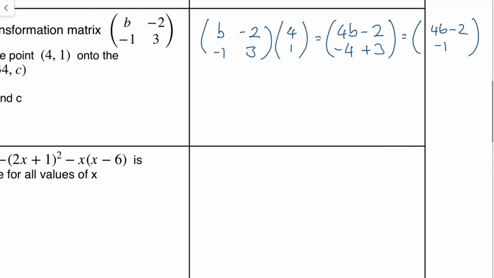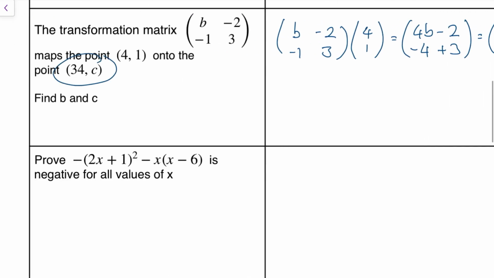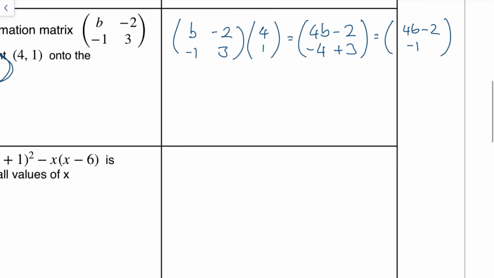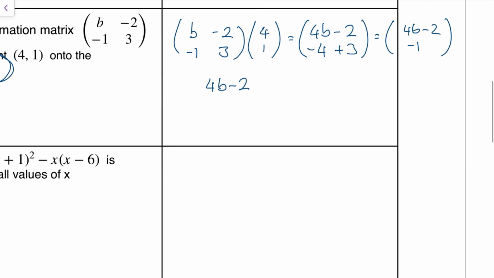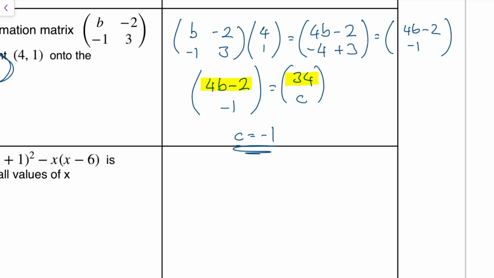Okay, now let's go back to what we've got. It tells me that that should also be equal to 34c. So therefore it must be the case that 4b minus 2 and c, minus 1 is equal to 34 and c. So by inspection, I can see that c is equal to minus 1, that's answer 1. And I can also see that this 4b minus 2 must be equal to 34, because they must be equivalent, because it maps it onto that point. If 4b minus 2 equals 34, 4b equals 36, which means that b is equal to 9.